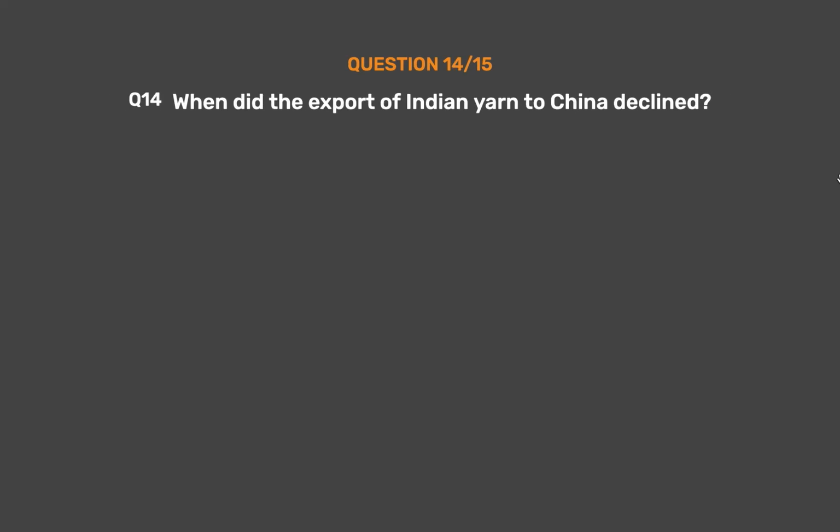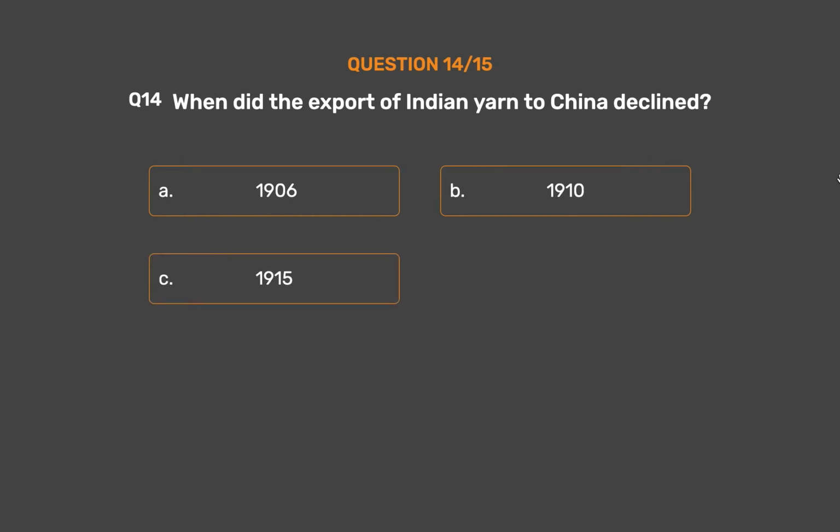Question number 14. When did the export of Indian yarn to China decline? Option A. 1906. Option B. 1910. Option C. 1915. Option D. 1902.